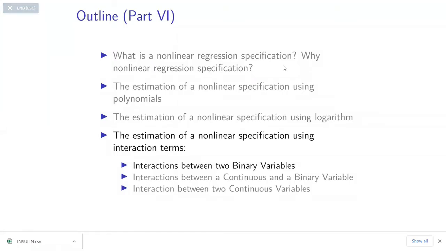You can also incorporate nonlinearity into the model by introducing interaction terms. You can create interaction terms between two binary variables, a continuous variable and a binary variable, or two continuous variables. Empirically, we see a lot of interaction terms between a continuous variable and a binary variable, because this type of interaction term has a very special property that is quite powerful in estimating the data.